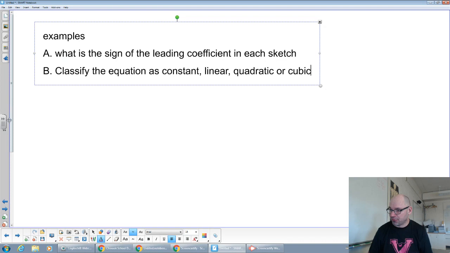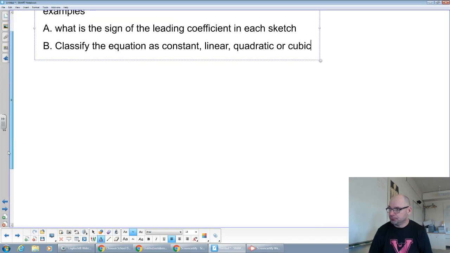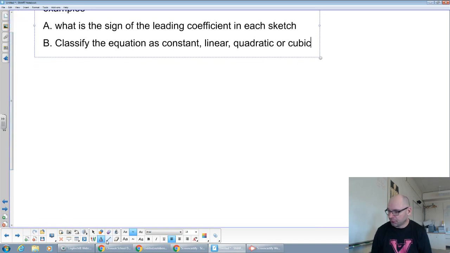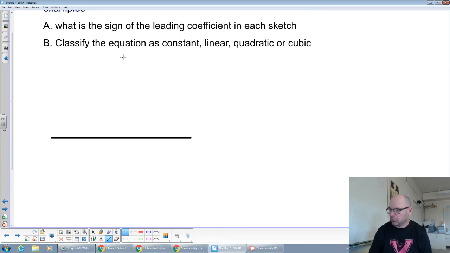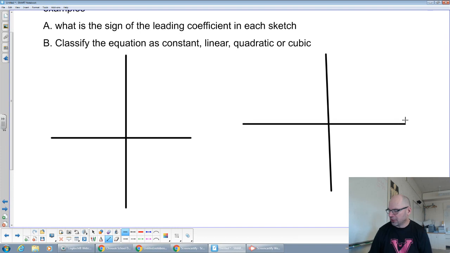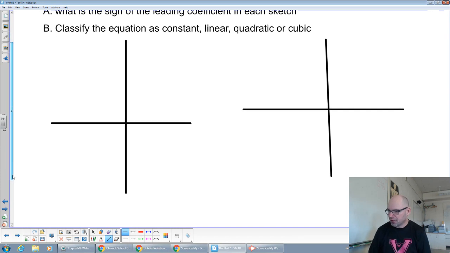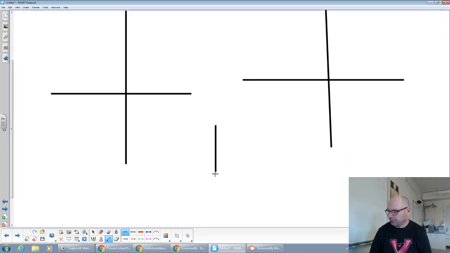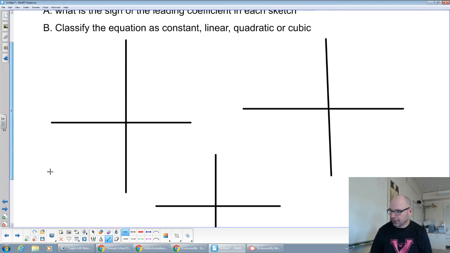So let's do a couple sketches here. I'll do a few of them. Let's do two. We'll do one here, one here. Might even say what is the domain and range. And we'll do one in the middle here. Okay, so let me just draw a few.